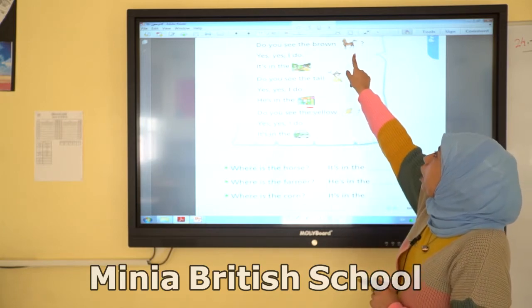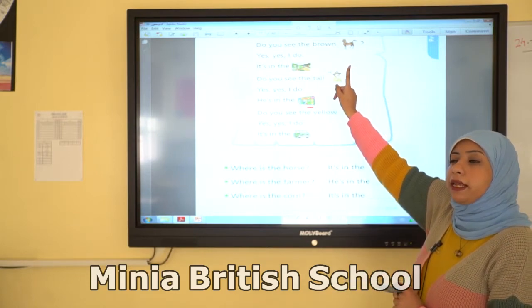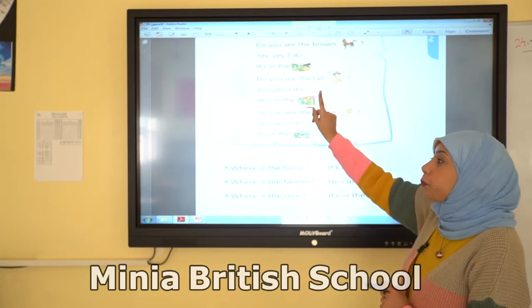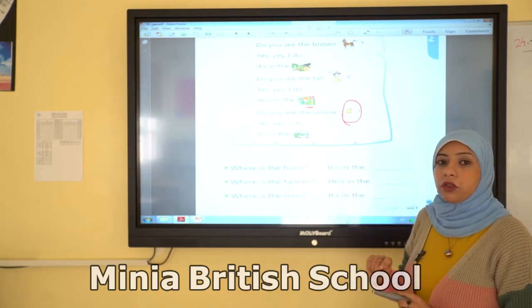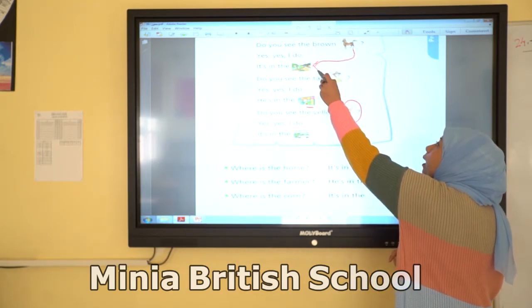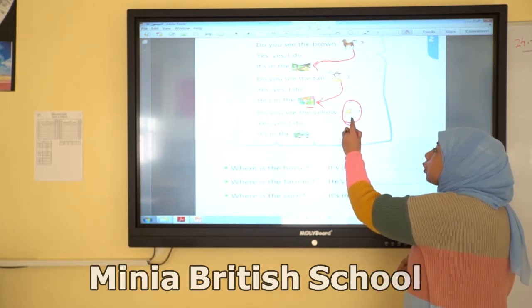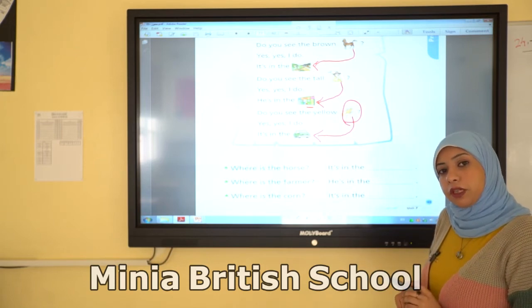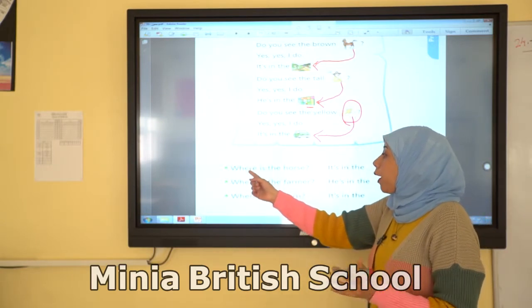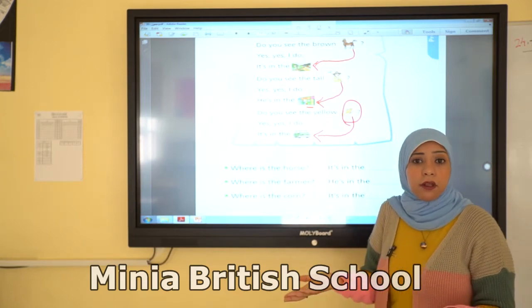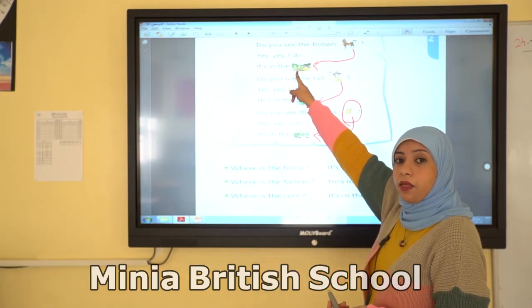So here we have a horse which is in the park, and we have a farmer who is in the store, and we have a cone which is in the car. So the horse is in the park and the farmer is in the store and the cone is in the car. So Kiji, let's read the questions and find where is each one. Where is the horse, Kiji? Remember, where is the horse? Yes, it's in the park.